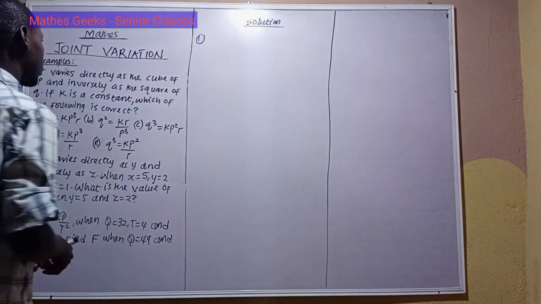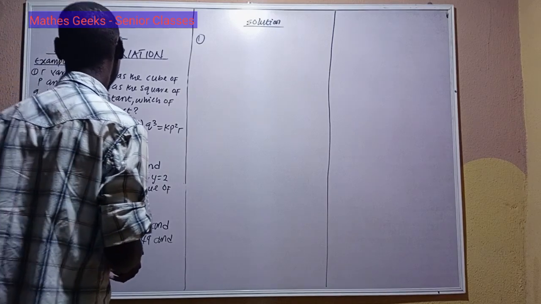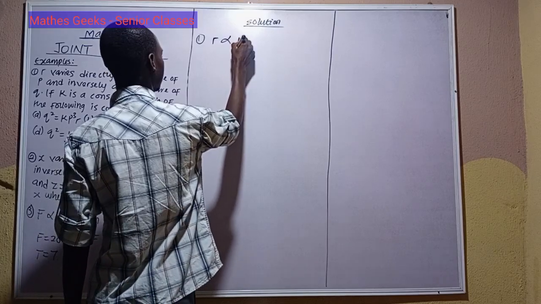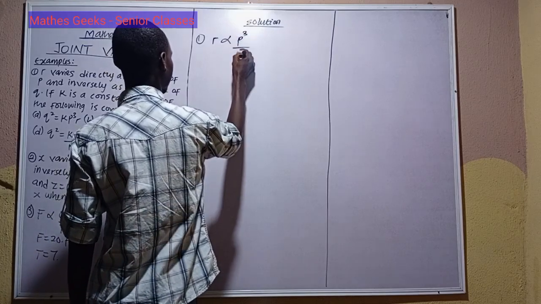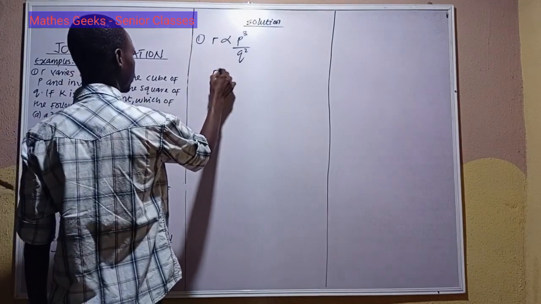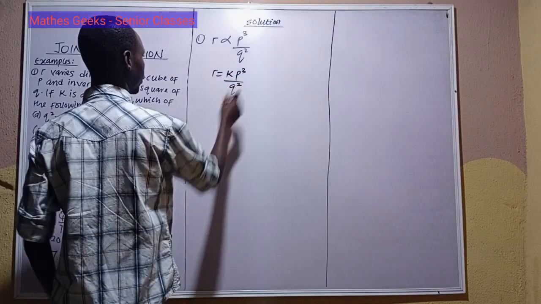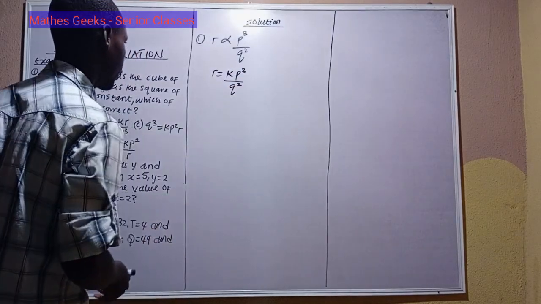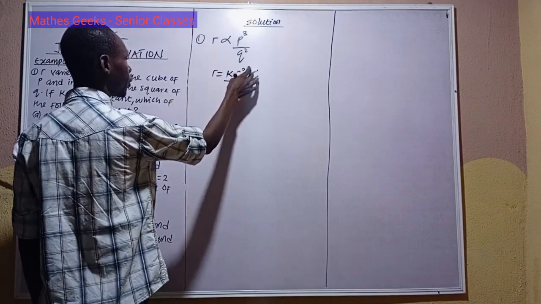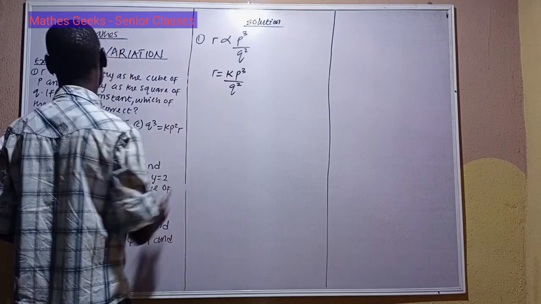R varies directly as the cube of p and inversely as the square of q. So R is equal to p cubed over q squared. So this is the formula connecting the variables, with p's power 3 and q's power 2.